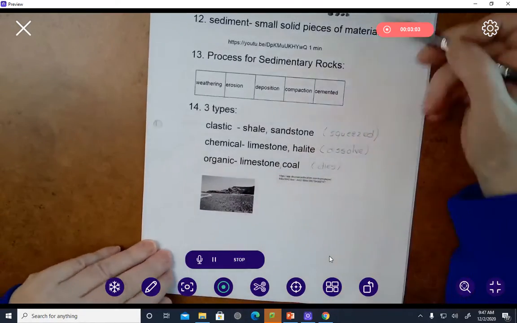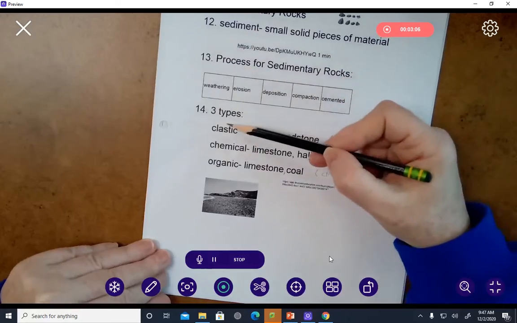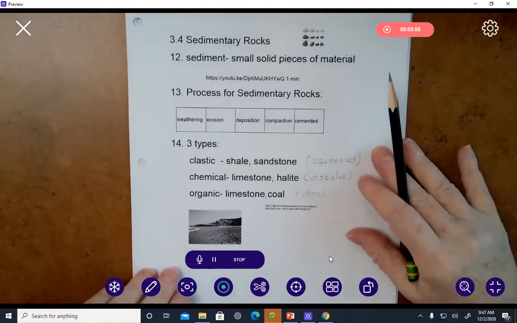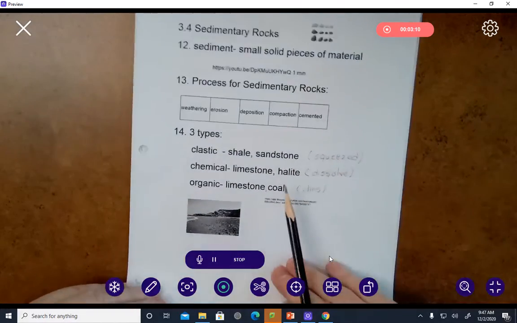Okay, so those are the only notes, 12, 13, and 14. You can look at the Google Slides. Also, they have a little bit better of a picture.